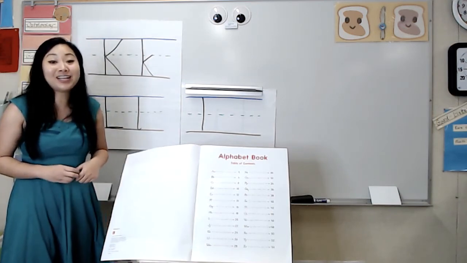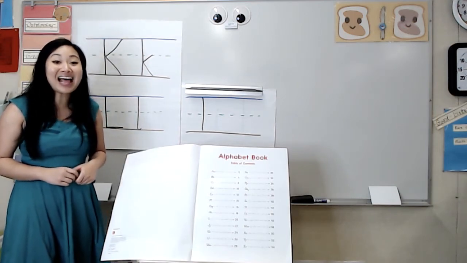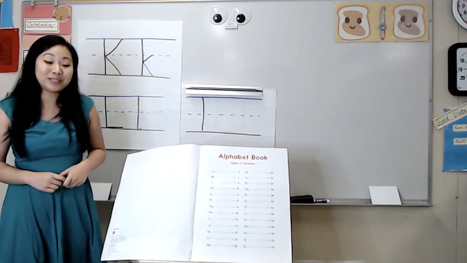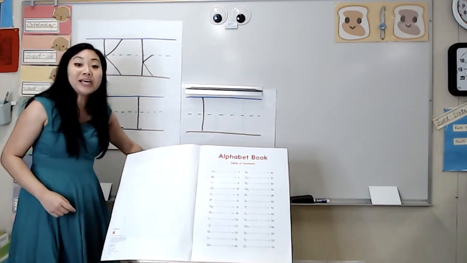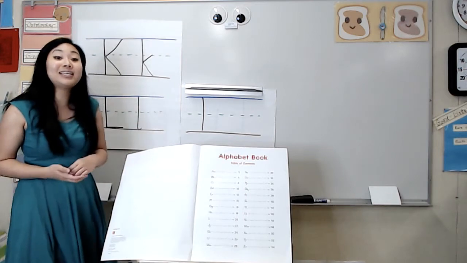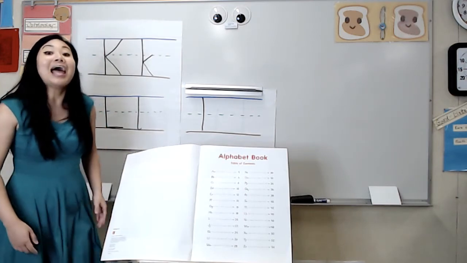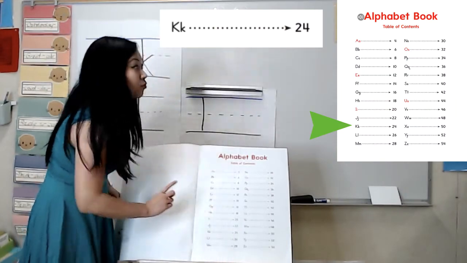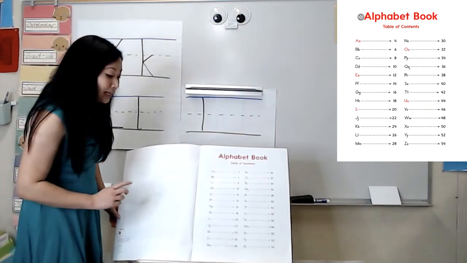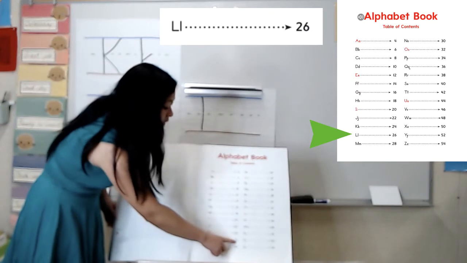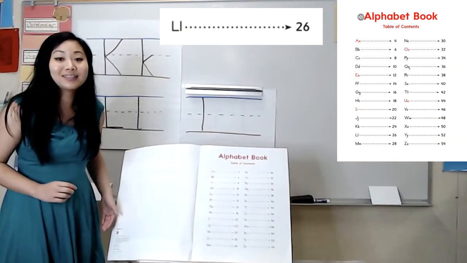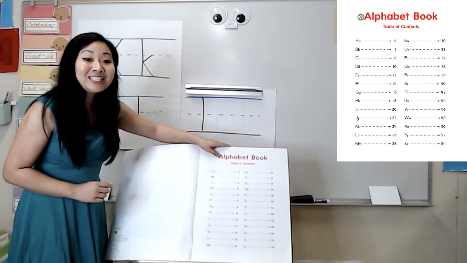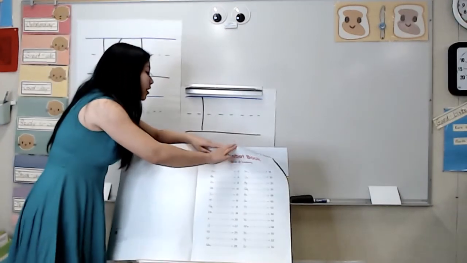Now that we know a little bit about the letters K and L, let's read some poems about them. Remember, we can check the table of contents to see where we can find them. I see the letter K is going to be on page 24, and the letter L is going to be on page 26. All right, let's look at our poem for the letter K first.